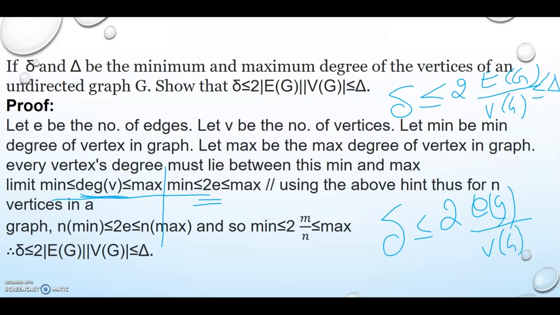What is n here? n is the number of vertices. Remember that. So I am dividing by this. Twice E by n is less than or equal to max, which is delta. That's how we got this result. It's not a theorem, it's just a proof. We are proving that between the minimum and the maximum lies twice the edges divided by the vertices.